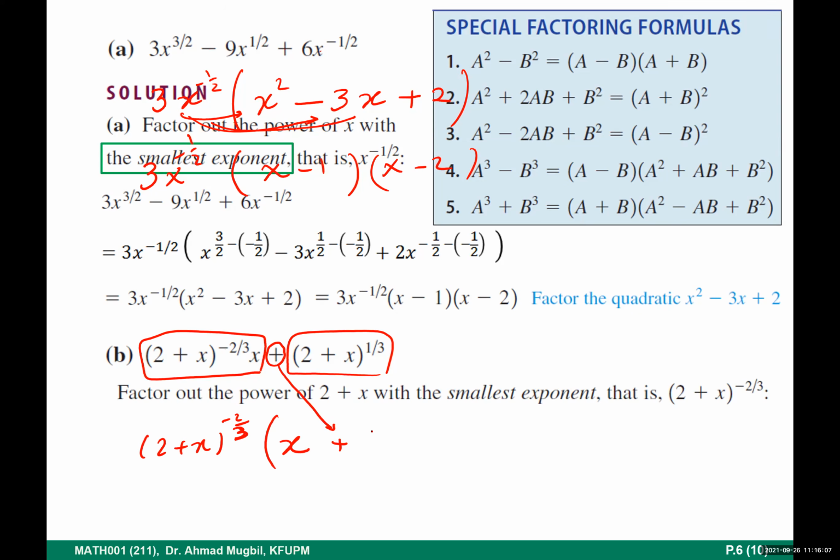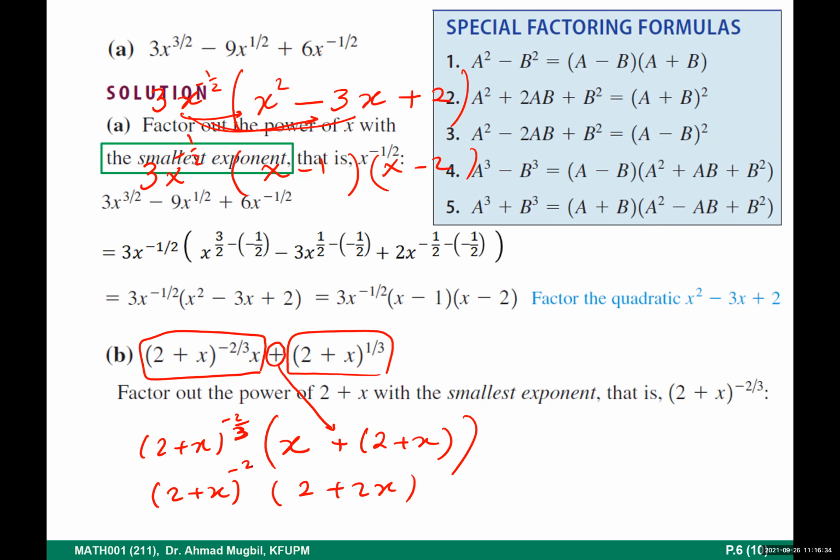This over this, it will be what? -1. 2 plus x to the power third minus to third. So it will be minus negative, it will be plus, it will be 1. Now we will use the associative property for addition. What is this? x plus 2 plus x, it is what? It is 2 plus 2x. And this is, of course, the same.